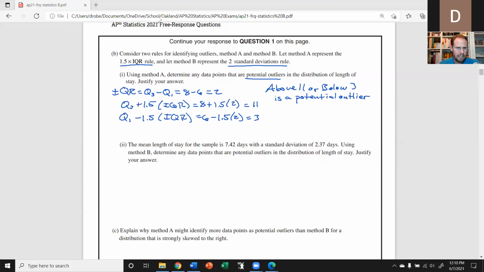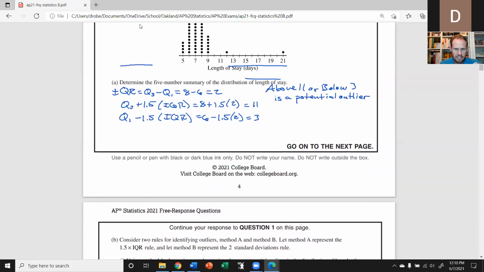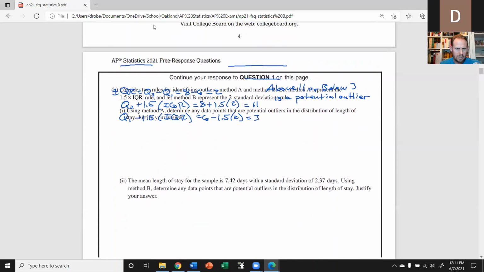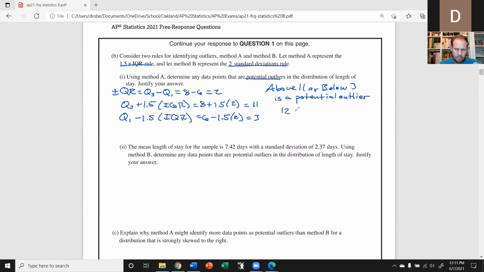All right, so if we go back and look, I believe there was only one number that's beyond. Well, actually, there's two. We got one at 12 here and one at 21. So 12 and 21 are potential outliers. So 12 days and 21 days are potential or possible outliers.